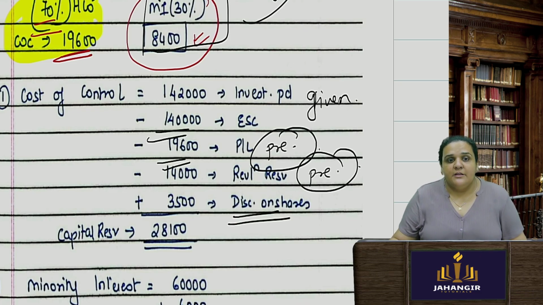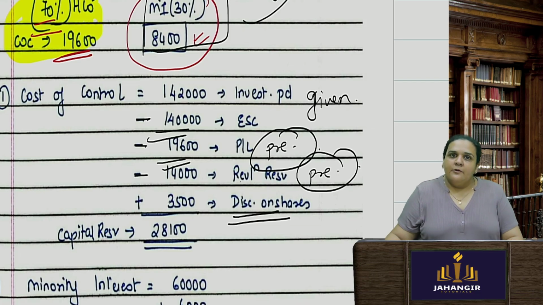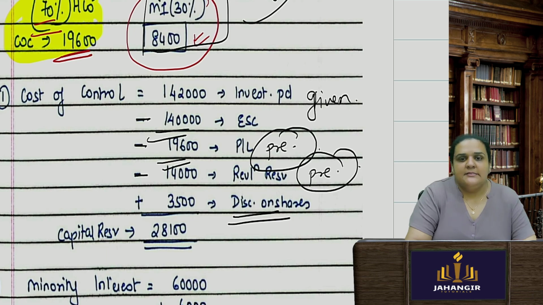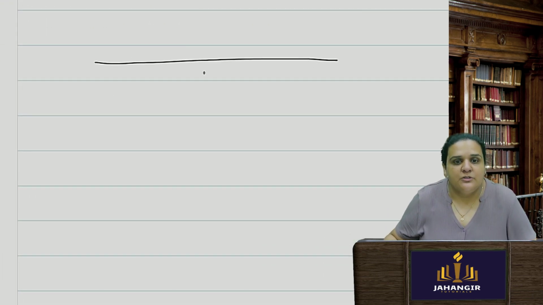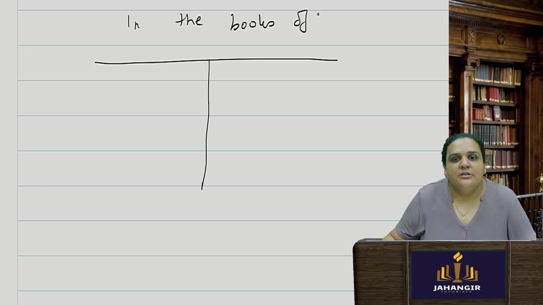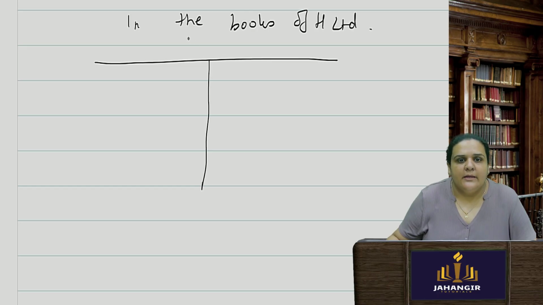So now since everything you are minusing, this you will add. Discount on issue of shares, it is like a debit. See, I will give you one example. In the books of H Limited, we make various accounts when this consolidation takes place.